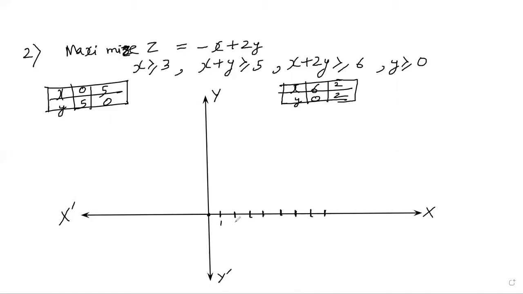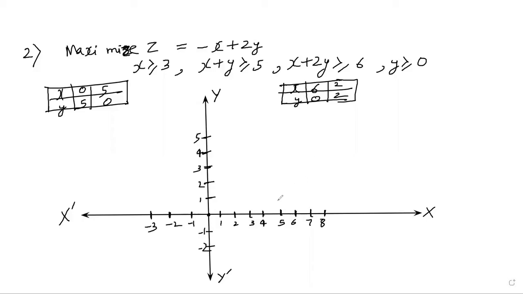So let's mark 1, 2, 3, 4, 5, 6, 7, 8. Similarly on the left side you can mark 2 to 3 points, because we will not need negatives that much here. And on the y-axis similarly we mark a few points according to our requirements: 1, 2, 3, 4, 5, and a few on the negative side as well, -1, -2.